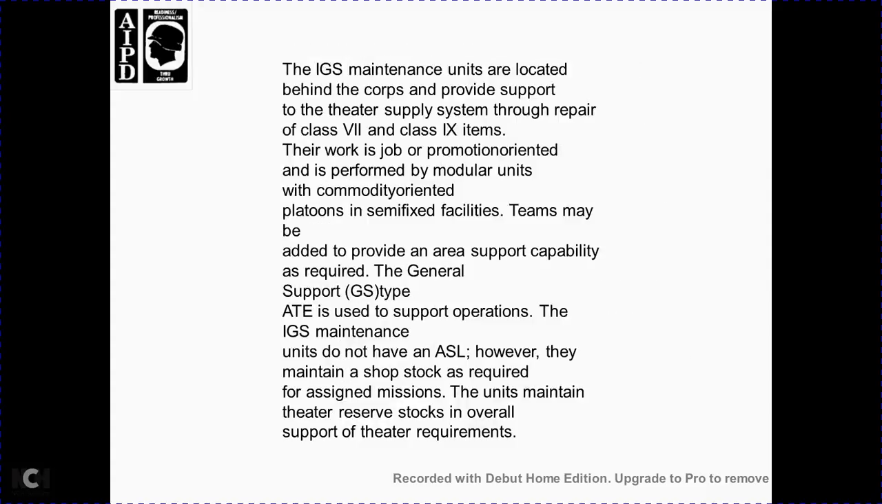Intermediate general support maintenance is usually located behind the corps to provide support to the theater supply system, with repair of class 7 and 9 items. Work is job and production oriented, performed by modular units with commodity-oriented platoons. Semi-fixed facility teams may provide area support capability for the general support system. This type of ATE is used to support operation of intermediate general support maintenance.